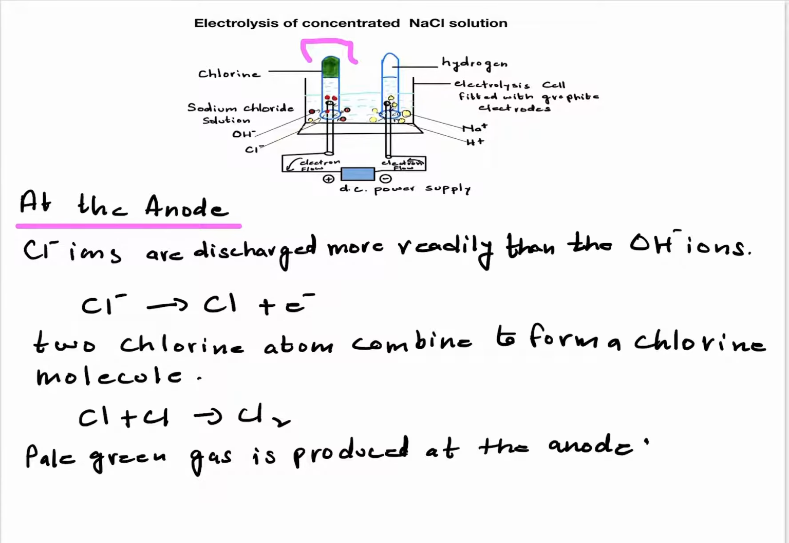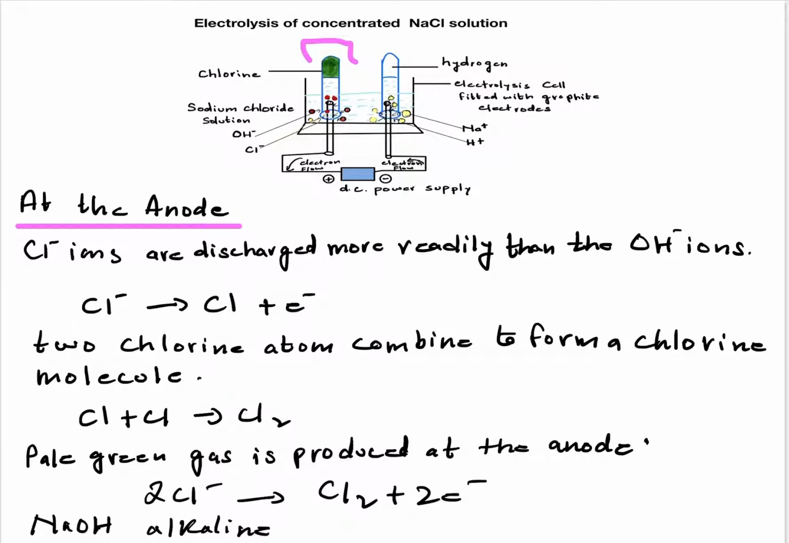So we can write the equation 2Cl- gives Cl2 plus 2 electrons. So this is the equation. And finally, we see NaOH, the alkaline solution, is left behind.